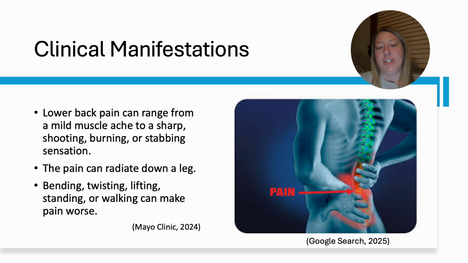Clinical manifestations. So with lower back pain, it can range from a mild muscle ache to a stabbing, shooting, burning, sharp sensation. And the pain can radiate down the leg, and that is very commonly seen in sciatica pain. That was discussed in the patho on the previous slide.